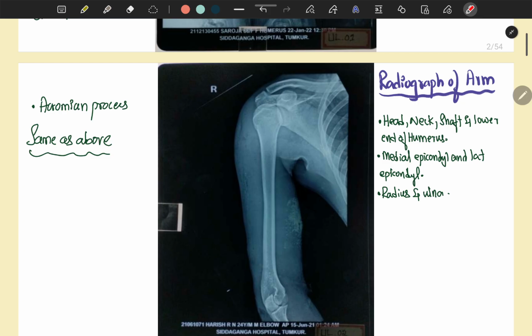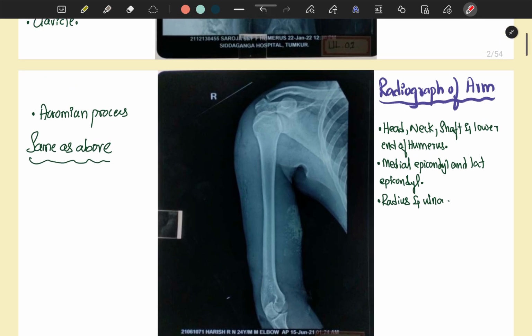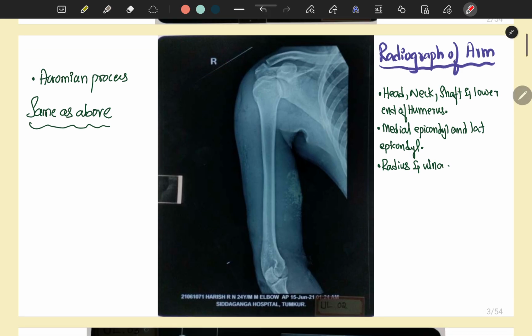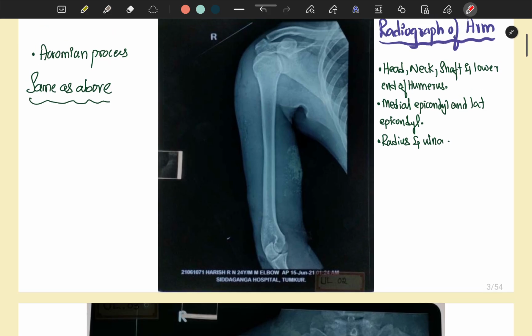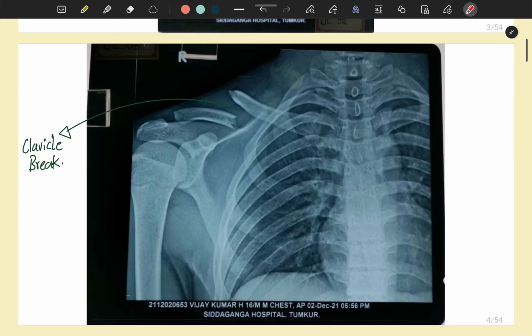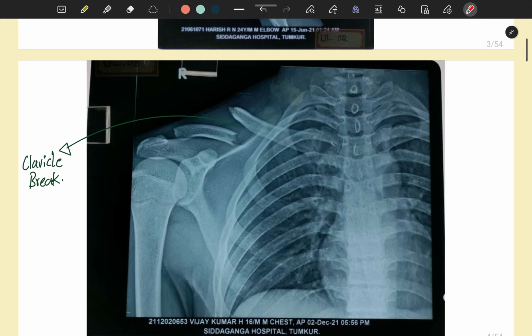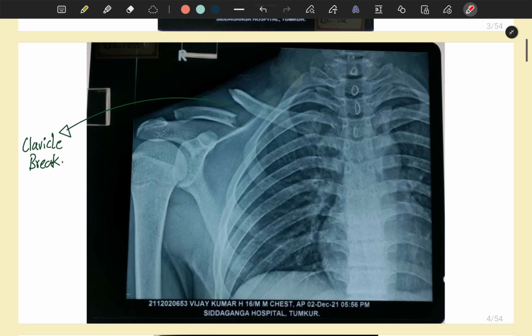Okay, and the same four features you must say in every X-ray which you see. This is right type, plane type, AP view, and region is region of arm. And coming to the next X-ray, this is some clinical point of view. So here, all you can say is glenoid cavity, head of the humerus, acromion process, superior border of scapula, lateral border of scapula, but here the clavicle is broken.